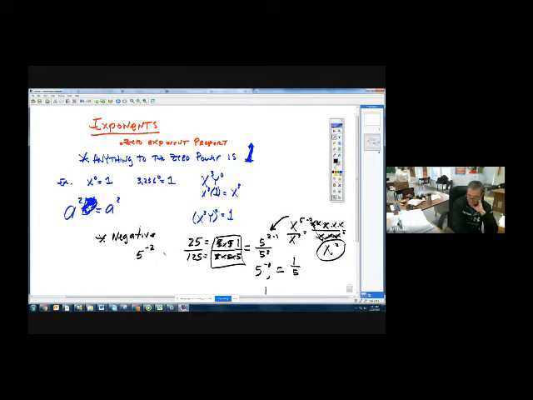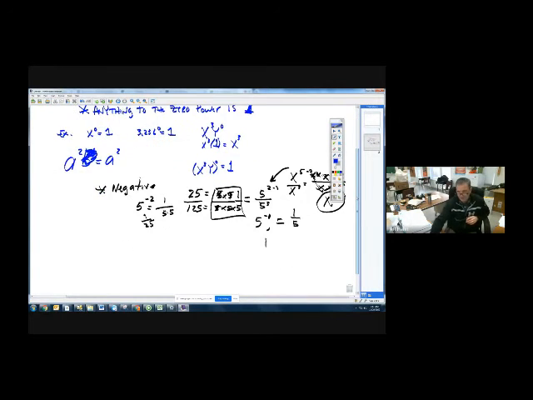5 to the negative 2 power, if we did that over here, simply means that you ended up with no 5's on top and 2 5's on bottom. It's actually 1/25. Now, if that made any sense to you, it does not really matter, because here is the fundamental rule when it comes to negative exponents.